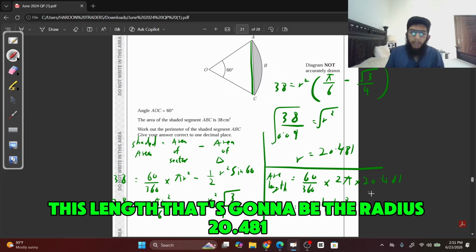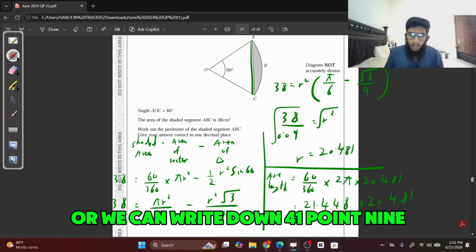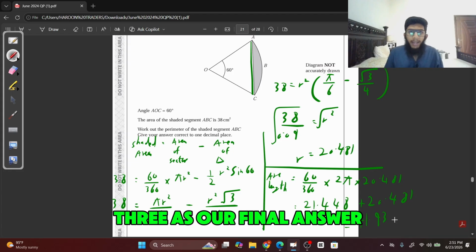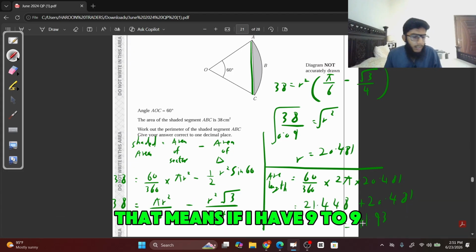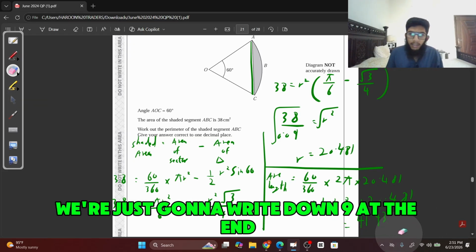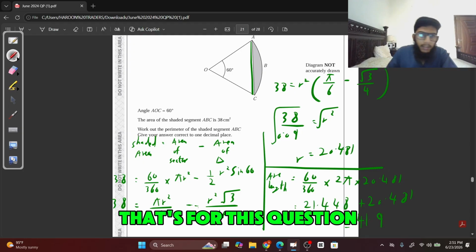Now add that with your actual side length. That's going to be the radius, 20.481. And we get 41.929, or we can write down 41.93 as our final answer. But it also says correct to one decimal place. That means if I have 41.929, we're just going to write down 9 at the end. So 41.9 would be our answer. Okay, that's for this question.